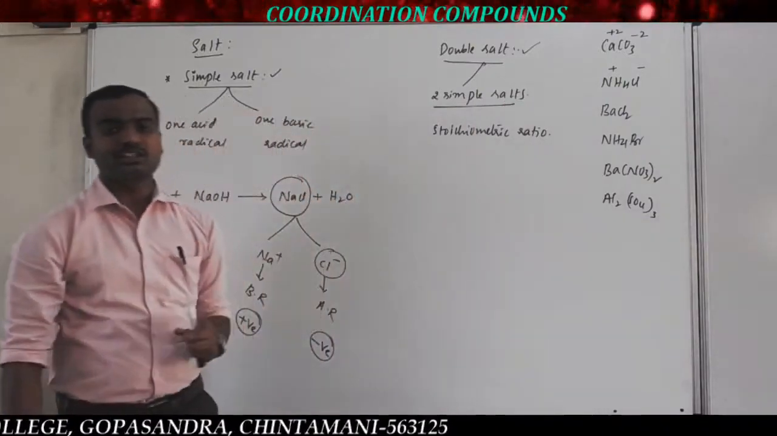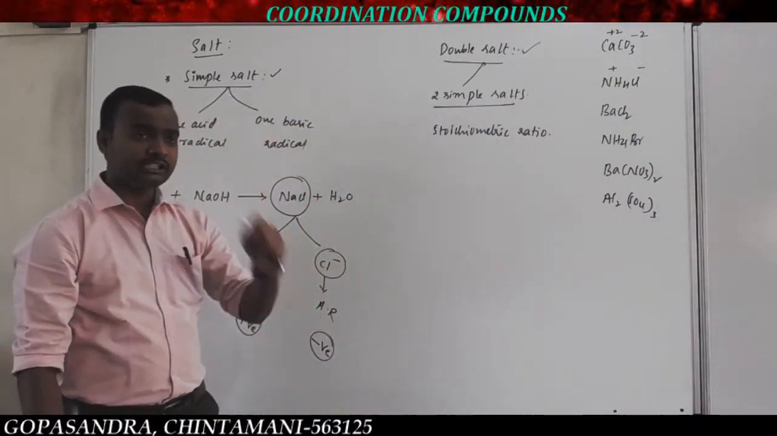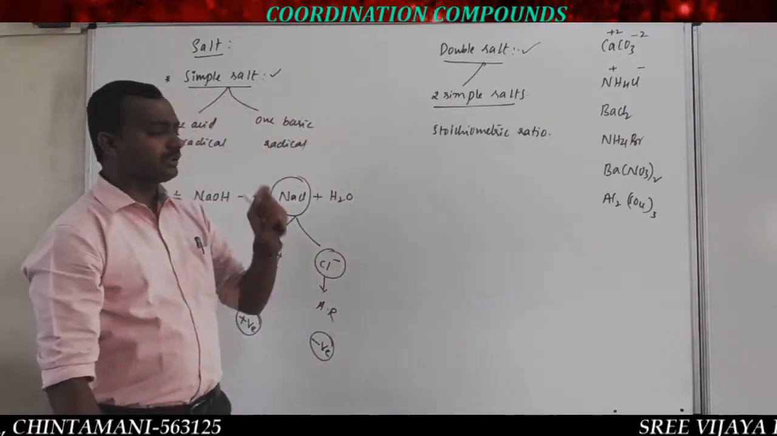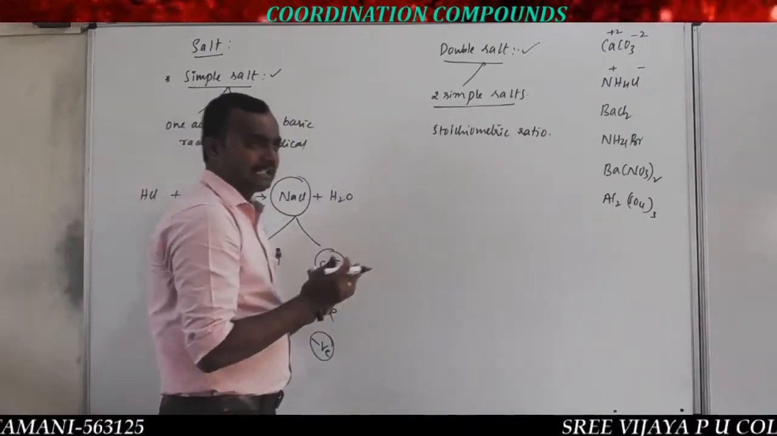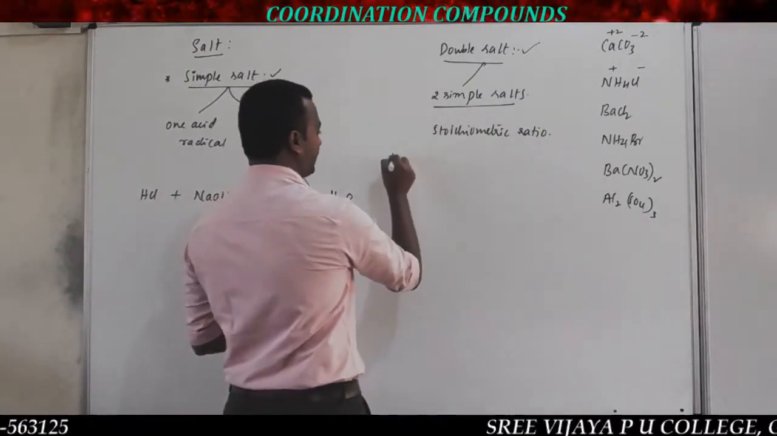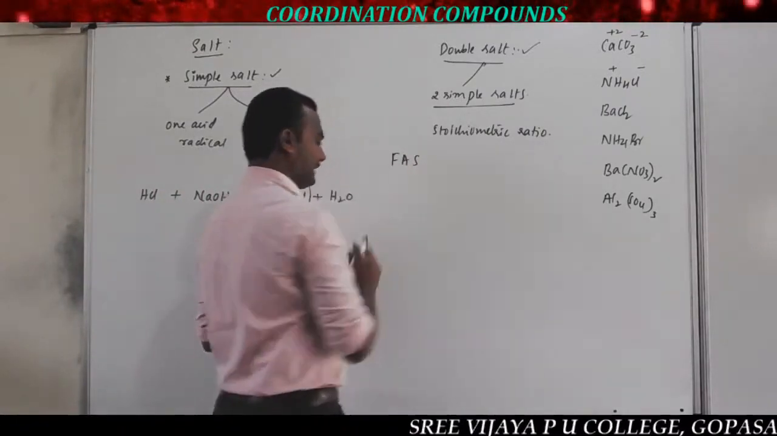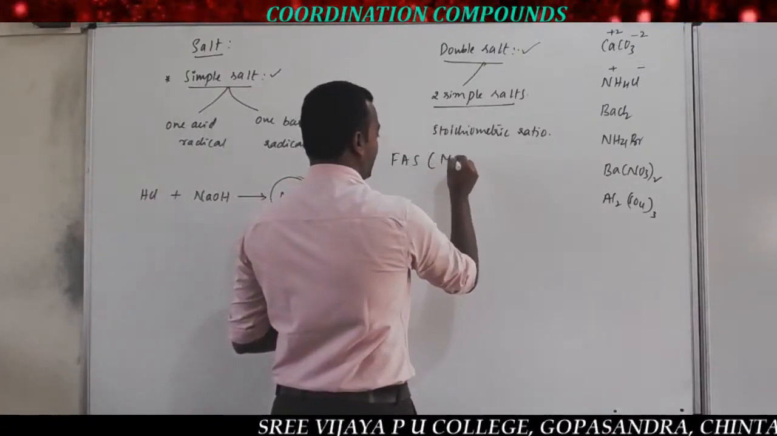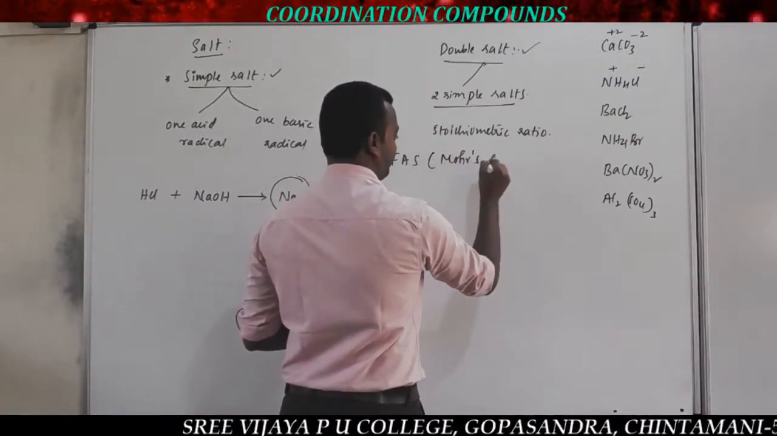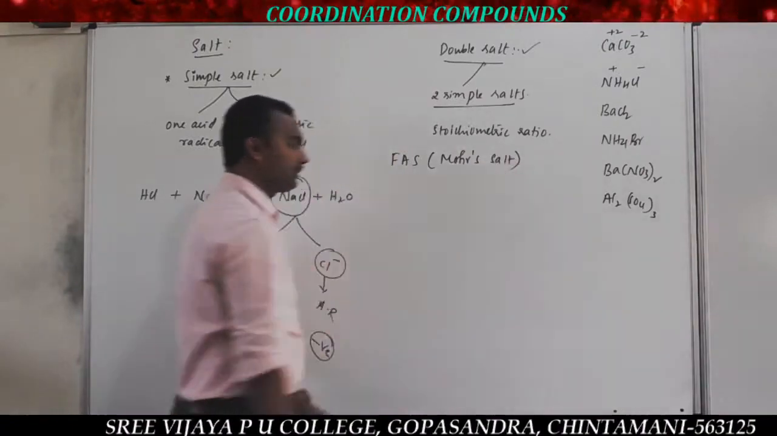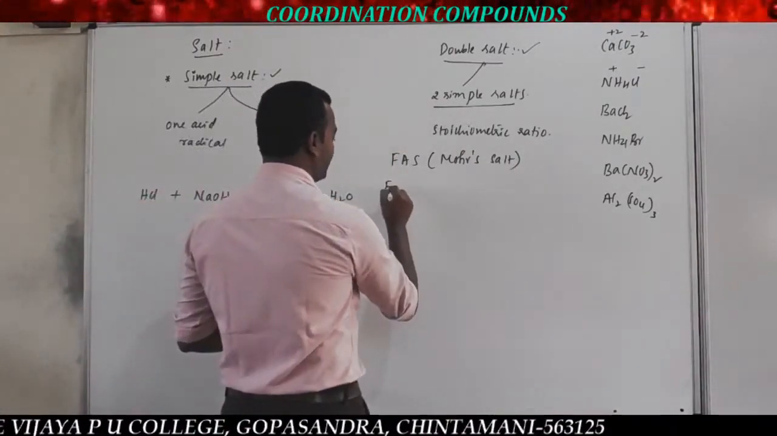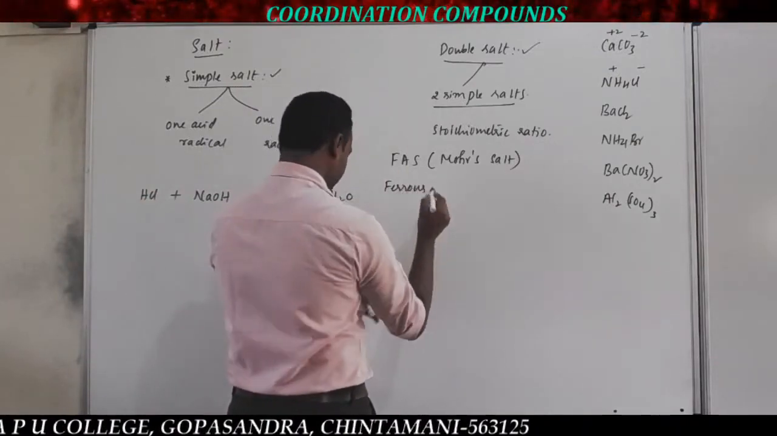Two simple salts are present in the double salt, mixed in the perfect stoichiometric ratio. Based on this, there is one important question. What are the examples for this? The example is simply FAS. What is the meaning of FAS? That is also called Mohr's salt. And what is the abbreviation? FAS stands for ferrous ammonium sulfate.